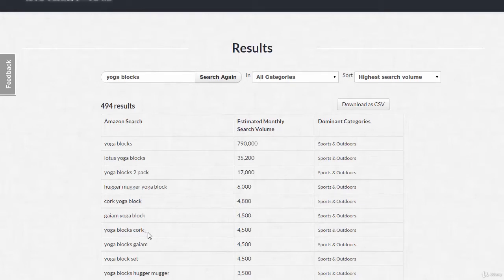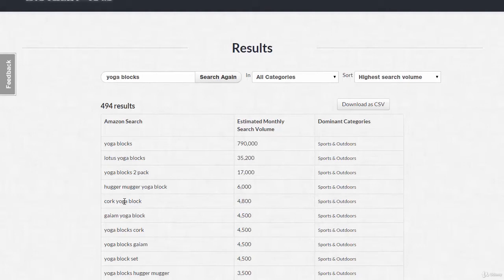It's only estimated, but we can certainly get an idea whether people are searching for a particular product, and in this case they are. Now the other thing to bear in mind is to also note down some additional product ideas and possibly some ways to position the product. So clearly people are looking for yoga blocks with the lotus symbol on, and people are looking for 2 packs of yoga blocks or a cork yoga block.